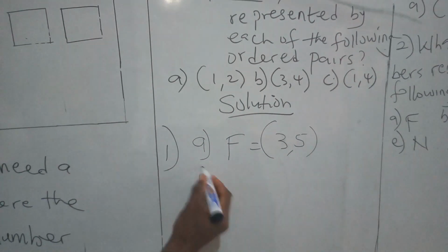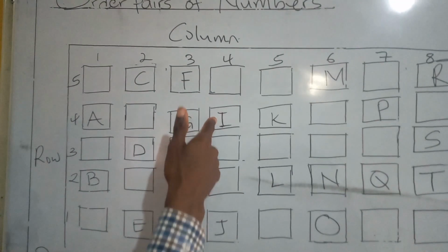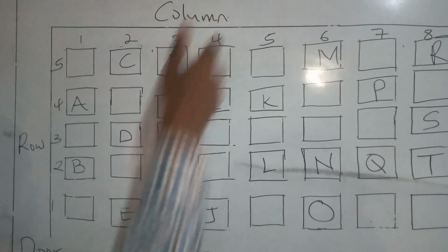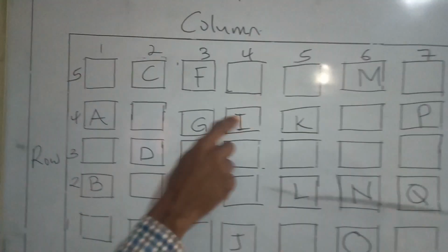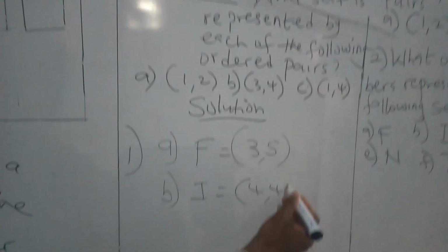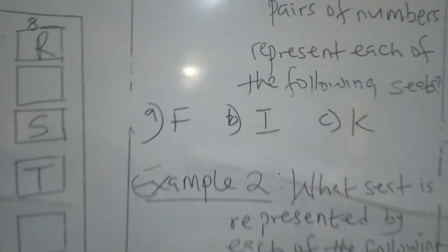The next one is I. Where's I there? Let's go to our city plan. Where's the I there? Look at my I here. So where is the column for I? It's going to where? 4. So you write 4 first. And where is the row number for I? Is what? 4 again. So the answer is what? 4 and 4.